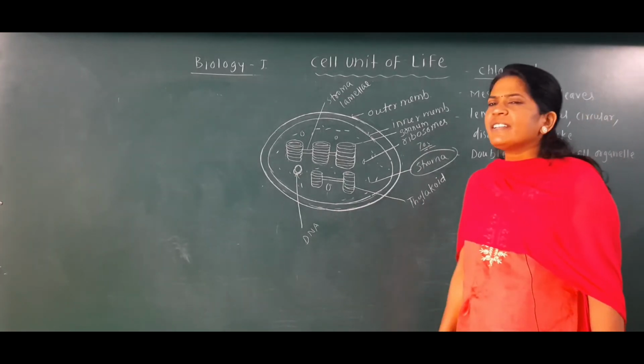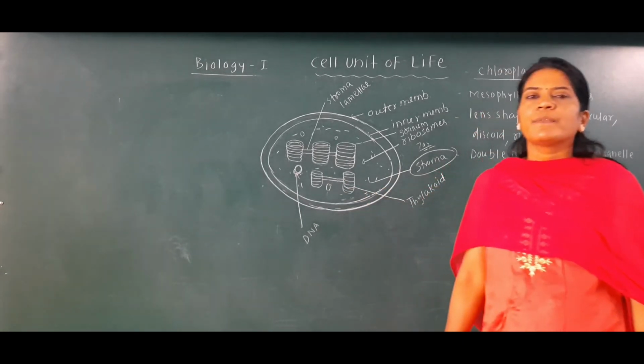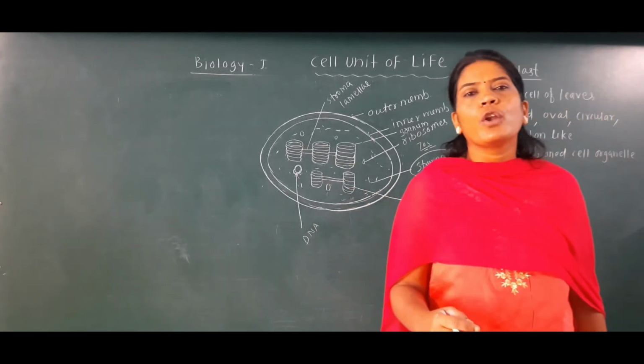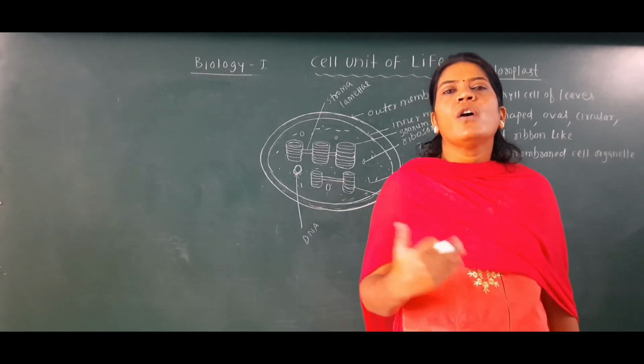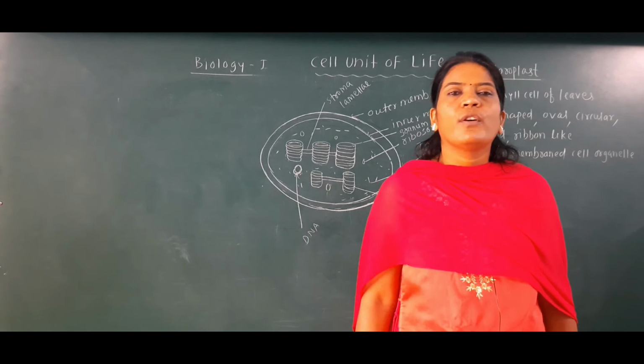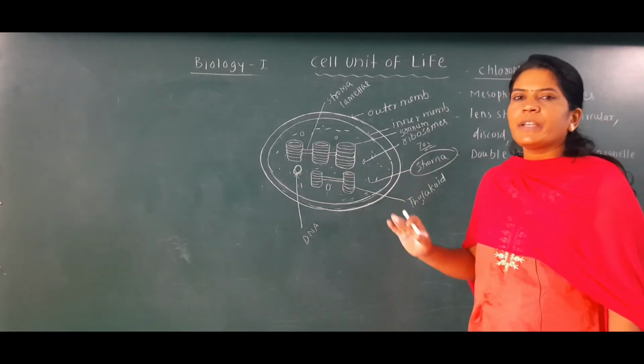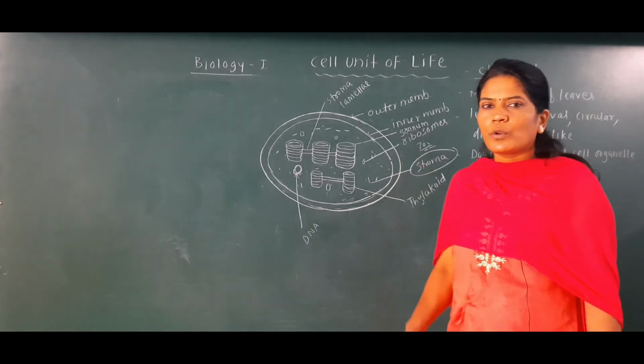Now, the next thing is that inside the stroma there are also some enzymes, and those enzymes are involved in the synthesis of protein or the synthesis of carbohydrates, which are essential for the process of photosynthesis. So here, which part is present in the stroma part of the chloroplast?